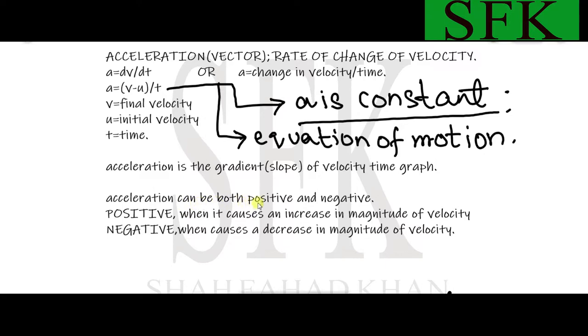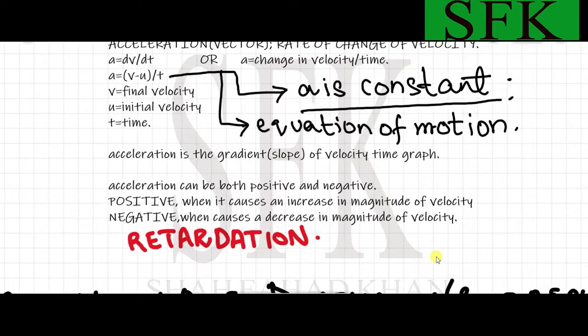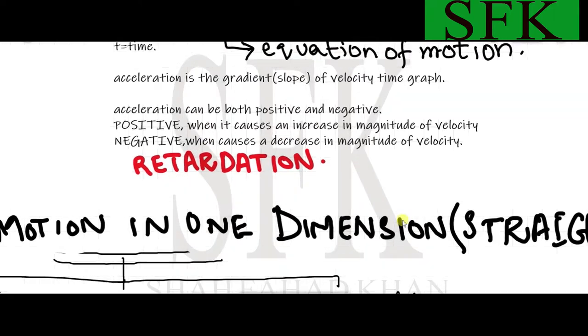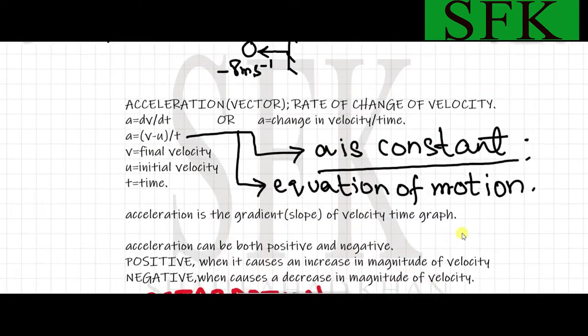Acceleration can be both positive and negative. Positive acceleration is the acceleration which leads to an increase in the magnitude of velocity, whereas negative acceleration causes a decrease in the magnitude of velocity. Negative acceleration is also known as retardation. So this is all about acceleration.